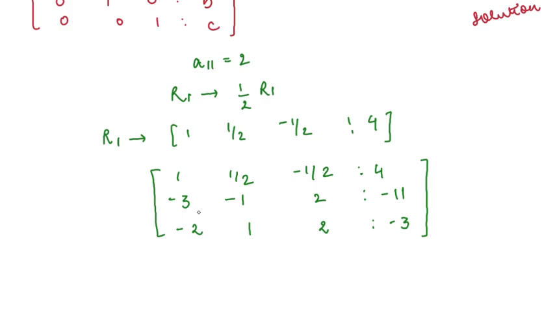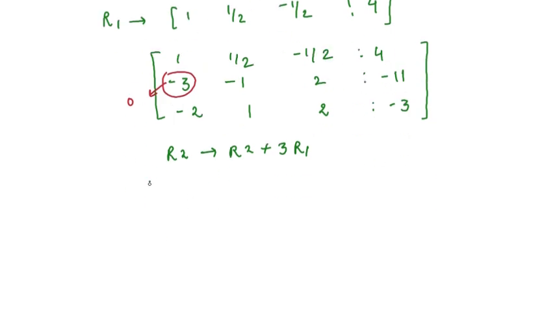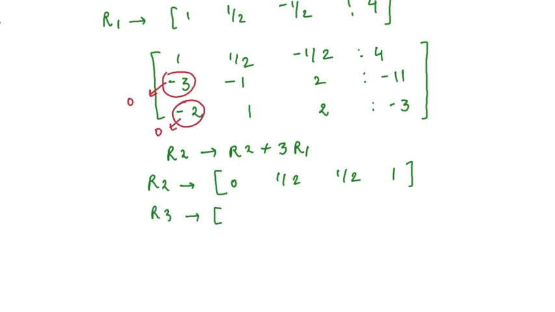Hence, we are applying this row 2 as row 2 plus 3 row 1. So after calculating each entry, we got this R2 as 0, half, half and 1. And now eliminating minus 2. So for that, we have taken this R3 as row third plus twice of row 1. Hence, we obtain this R3 as 0, 2, 1 and 5.